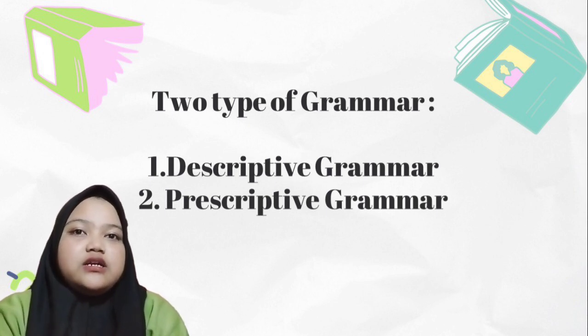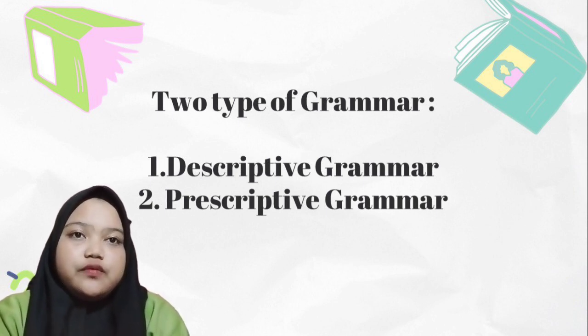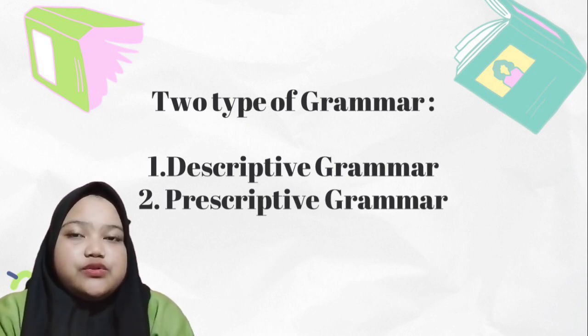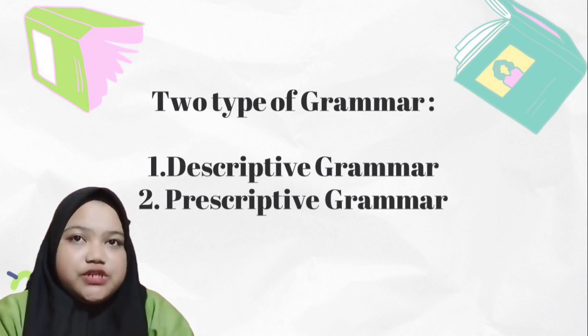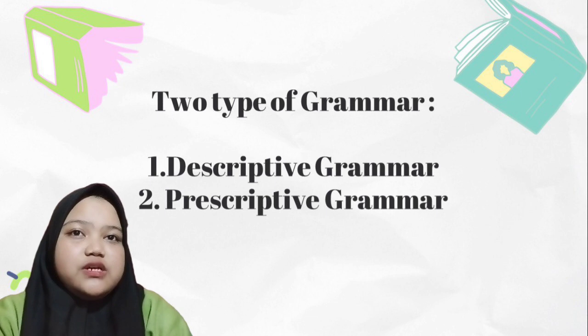Prescriptive grammar refers to the structure of a language as certain people think it should be used. For example, the subject of a sentence must agree with the verb, and the sentence is "the instructions are clear," not "the instructions is clear."